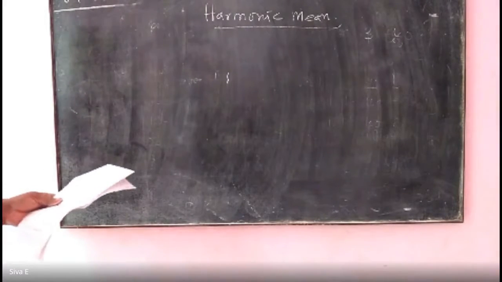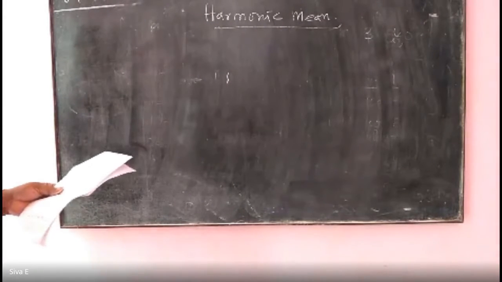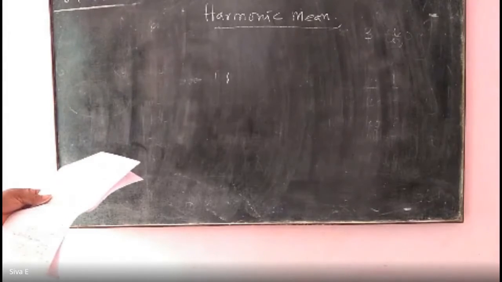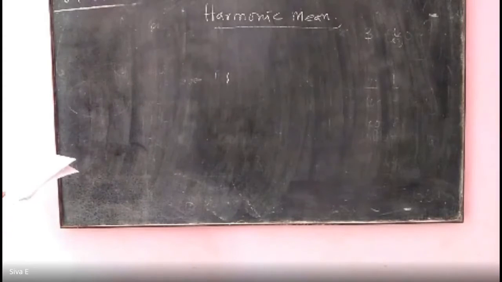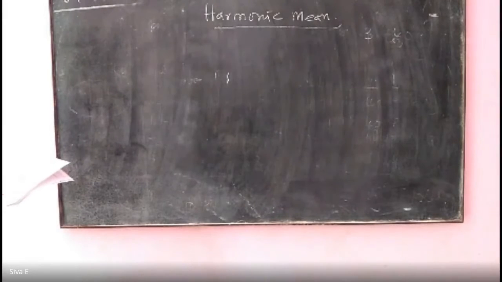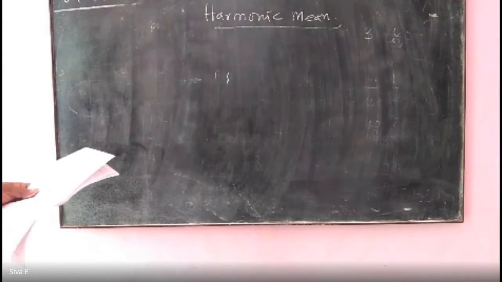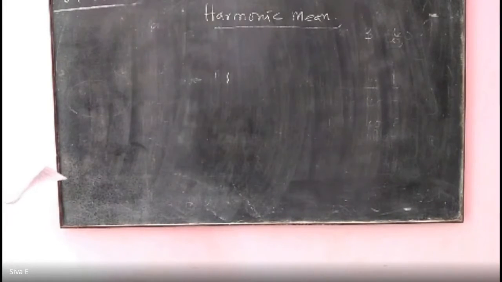Write the definition. Harmonic mean of a number of observations is the reciprocal of the arithmetic mean of the reciprocals of the given values.